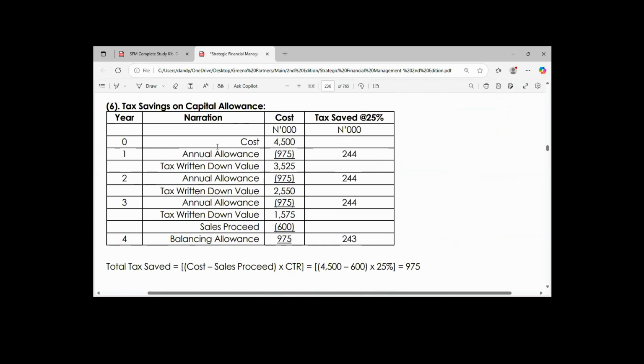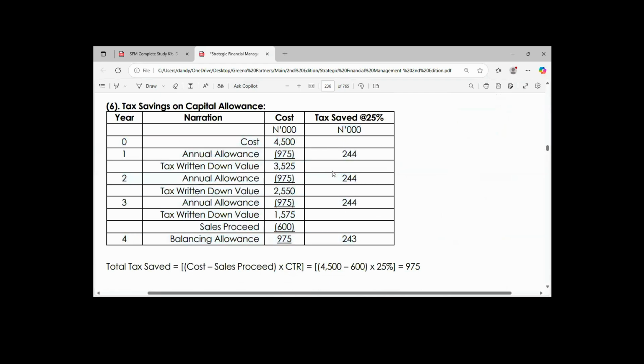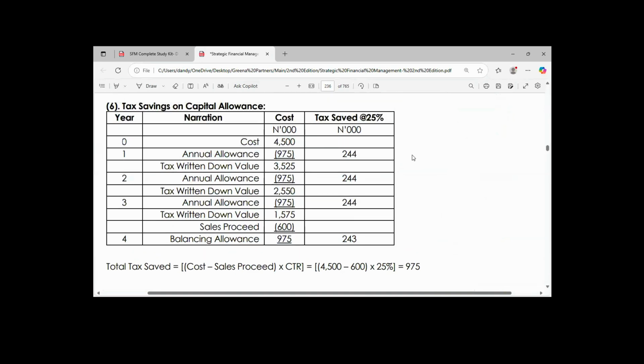Now, I don't need to be doing this on the day of your exam. This is a primary school method of calculating tax saved on capital allowance. All right. Since the examiner has told us that it's on a straight line basis, what are you supposed to do? First thing first, you calculate annual capital allowance. Your annual capital allowance is the cost of the asset minus scrap value divided by the useful life of the asset.